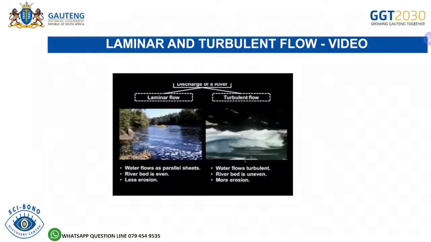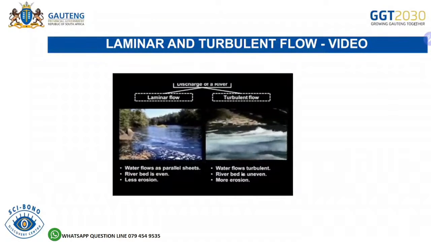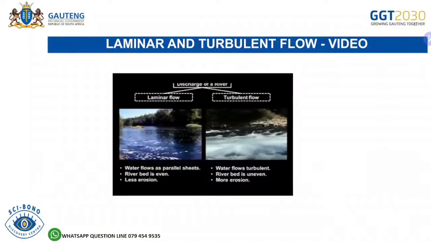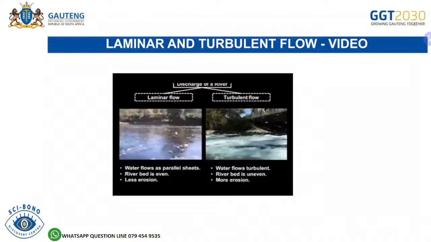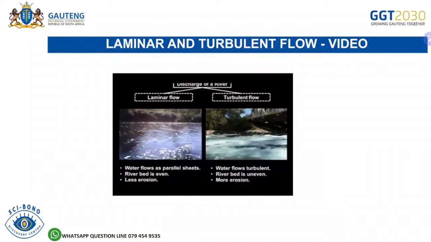Now, if you look at this one, immediately you must know that the riverbed on this side will be uneven. And of course, just look at the way the two of these rivers flow. Of course, there will be more erosion on this side by your turbulent flow than in your laminar flow. So people, please, you must know the difference between laminar flow and turbulent flow. Now, last year in the exams, they asked a question with regard to laminar and turbulent flow, which I would like to share with you.